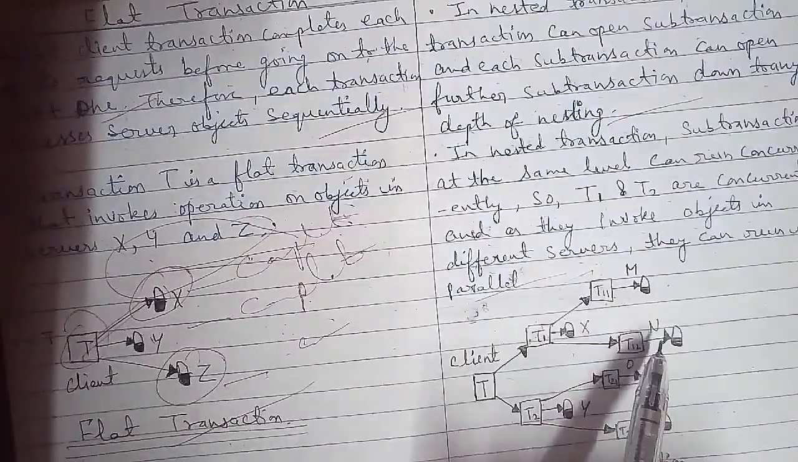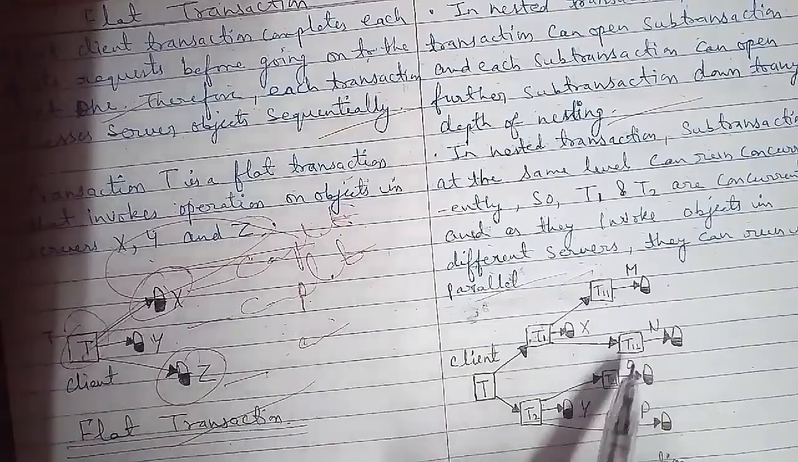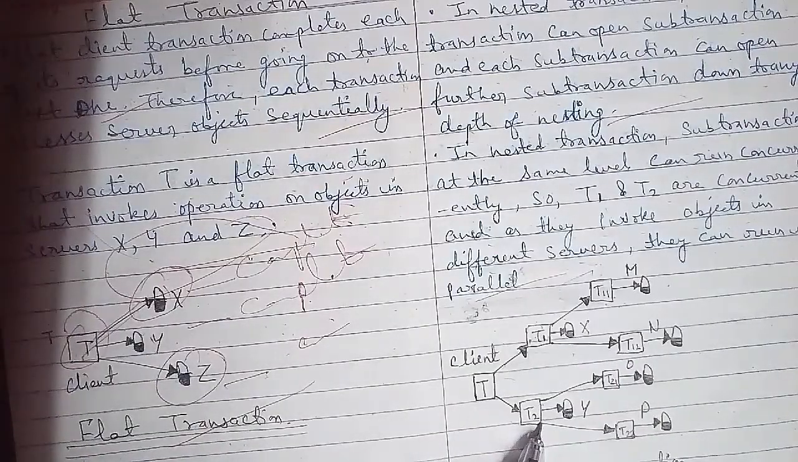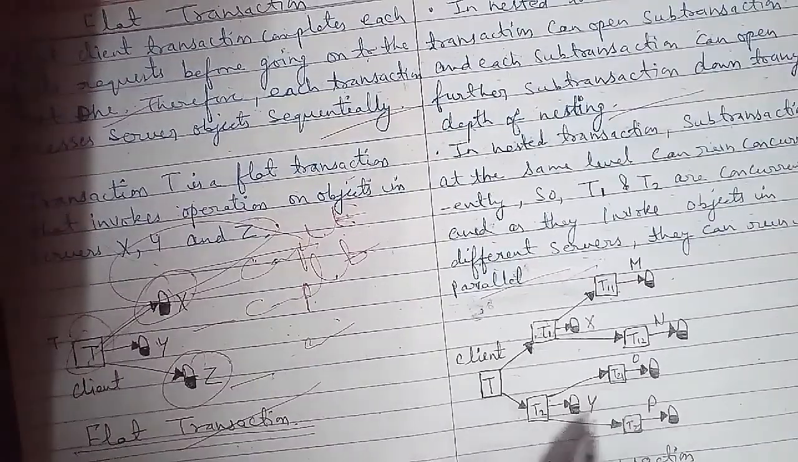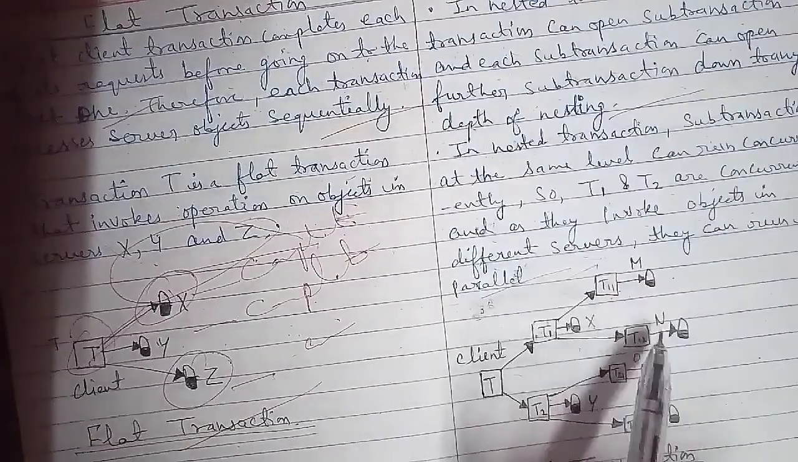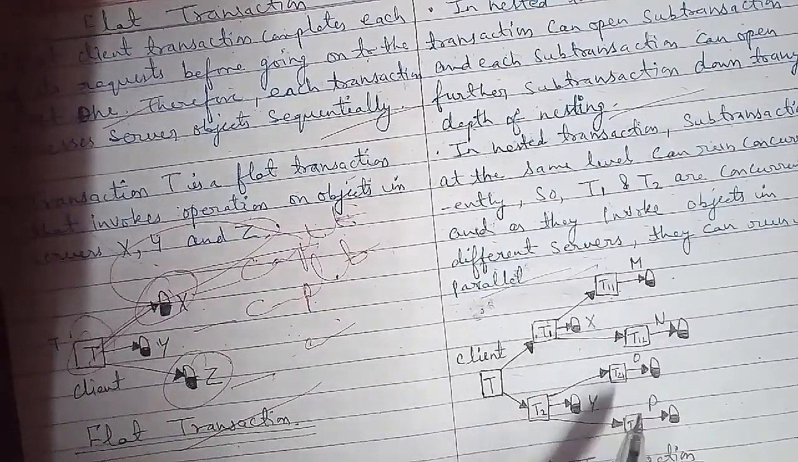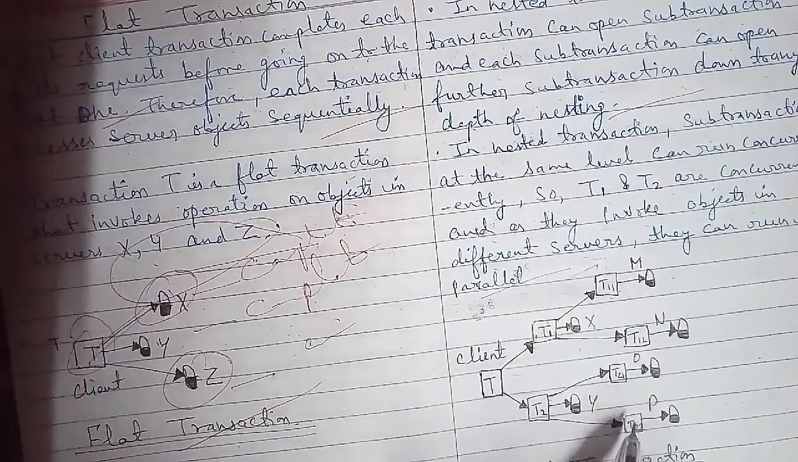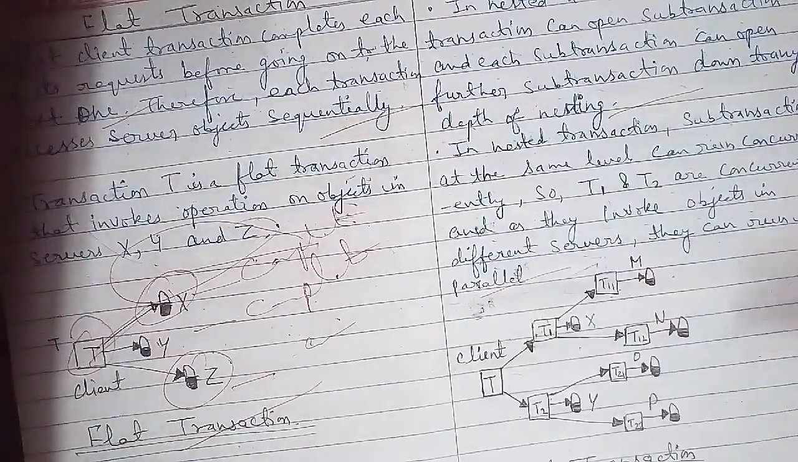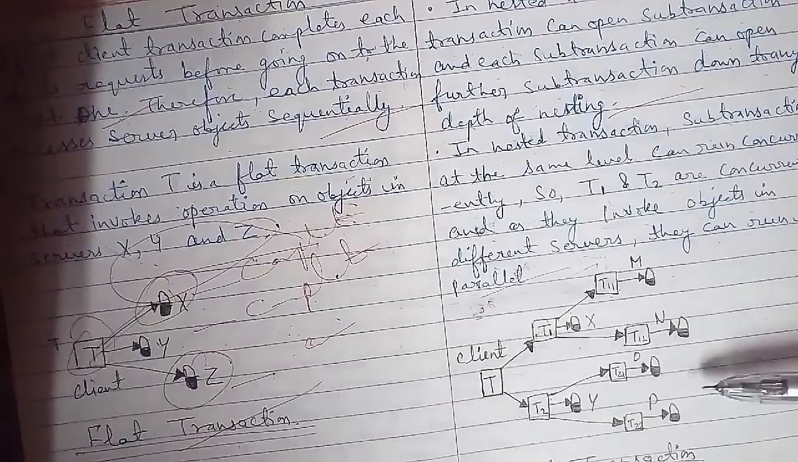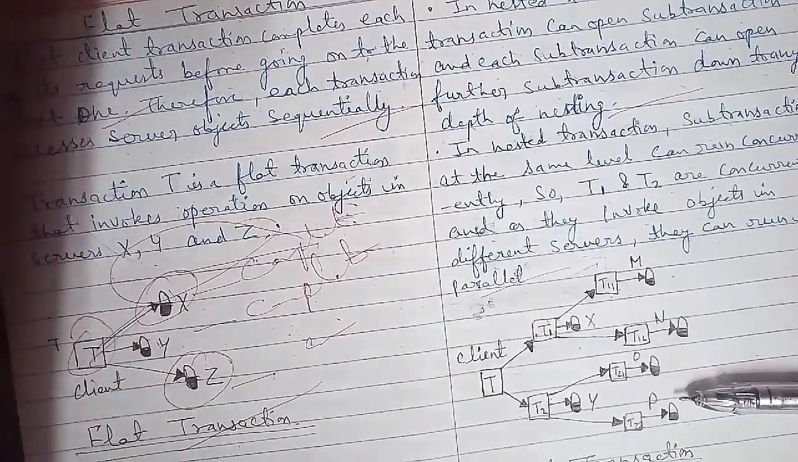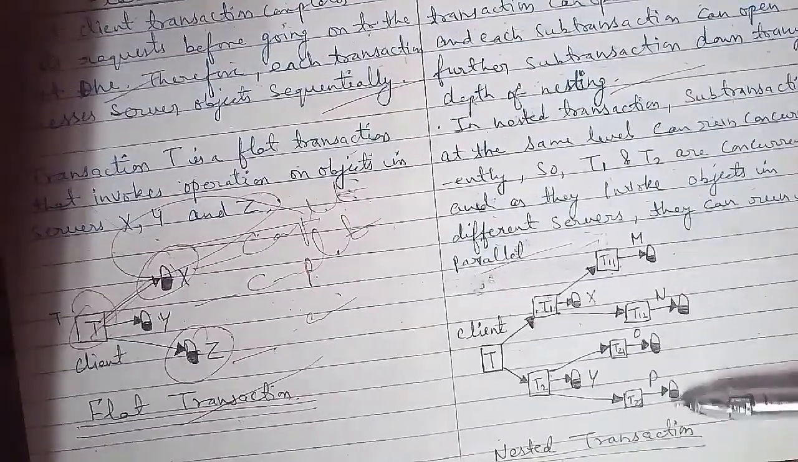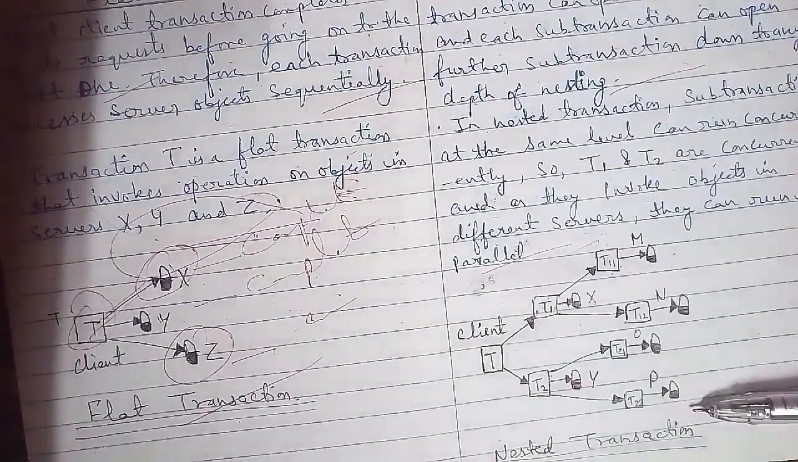So they could be accessed parallelly, and after that T2, while talking about T2, that gives the T2 1, and that goes on O, and then Y, and after that T2 goes on P. So all these can run parallelly, and they will be concurrently accessed by invoking those particular objects. For the different servers, they can run in parallel also. In that manner, they are known as the nested transaction, where we can see that the nested transaction has happened.